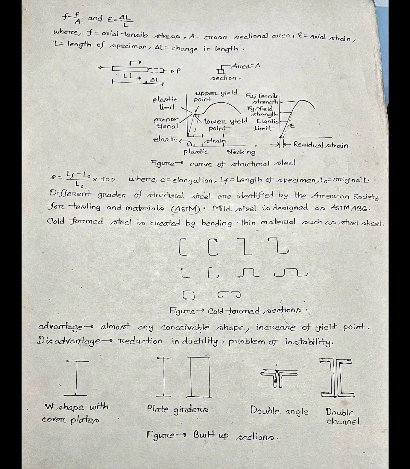W shape with cover plates: I-beam with top and bottom plates. Plate girders: deep I section formed from 3 plates. Double angle: 2 L sections connected back to back. Double channel: 2 C sections connected back to back, forming a box or H shape.